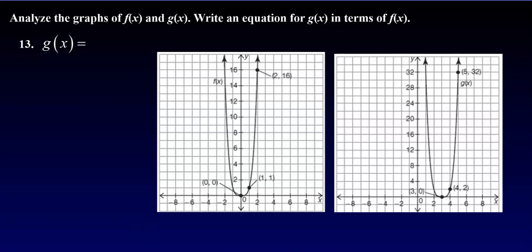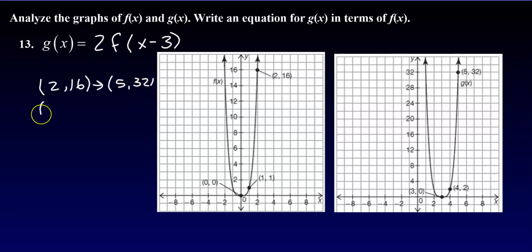So hopefully you also got 2f of x minus 3. And that's how you look at the graphs. What you're really doing is you're just looking at the points, right? And comparing what kind of change happened. So (5, 1), where the other one was (1, 1), translated to (4, 2).